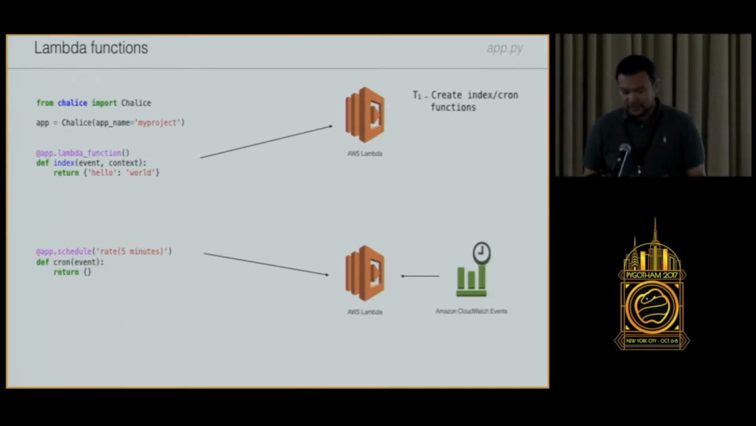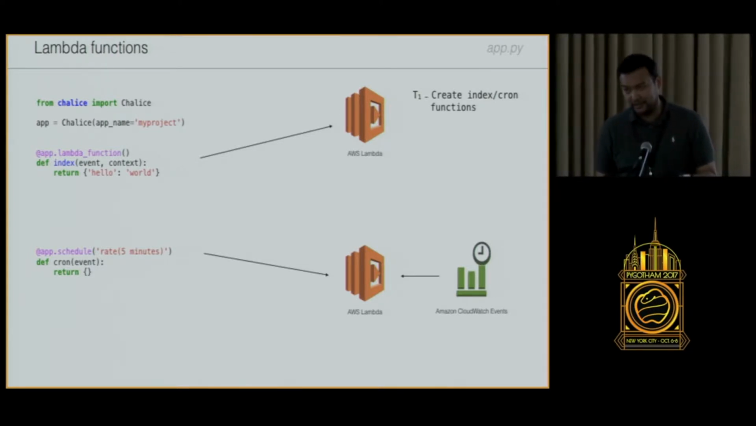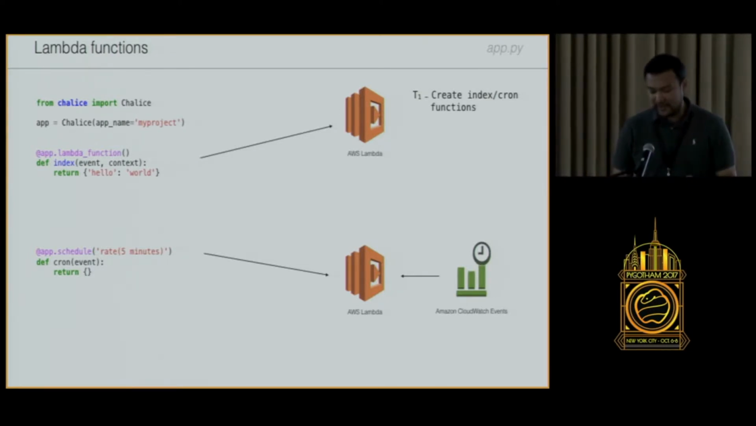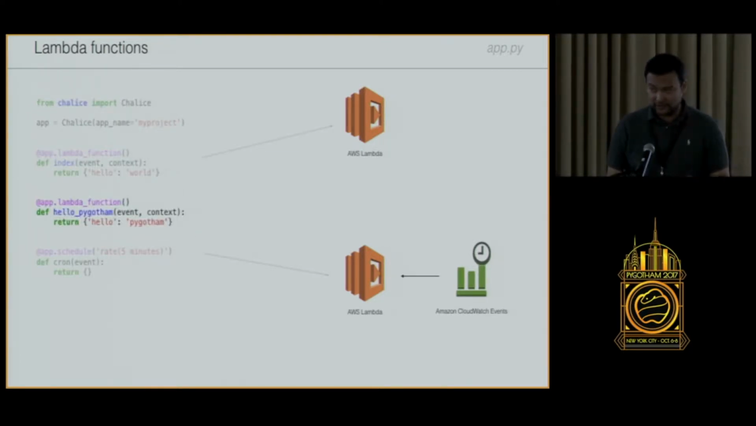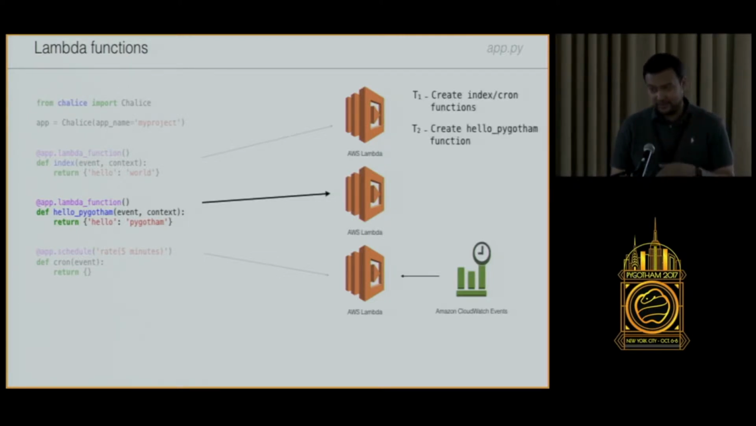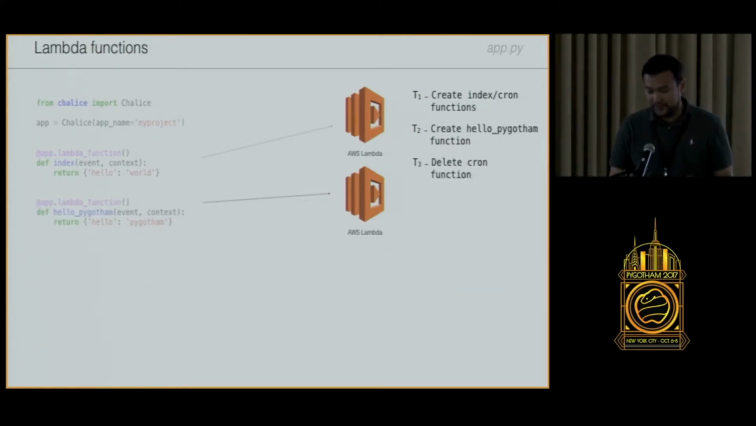But what we can think of is, okay, at time T1, we're going to create some functions. And then let's say we now want to create a new function. So we update our code. We say, here's some new function that we want to create called hello PyGotham. And we run deploy, and that should create a new resource over in AWS. And now at time T2, we record that fact. And now let's say we want to do a deletion. So say we don't like this particular function and we want to delete it. So we remove it from our code base, we run deploy, and what should happen is the resources should be gone. And we now have time T3, where we're deleting these functions.